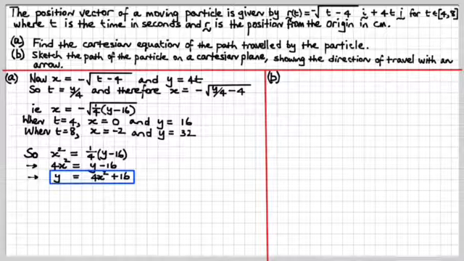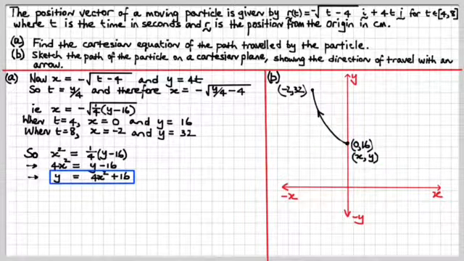Having done that, it becomes a very simple matter in part B to sketch the path of the particle, because we've worked out it's a quadratic, y is 4x squared plus 16, and we know the starting point is at x is 0, y is 16, and the finishing point is when x is minus 2 and y is 32. Okay, so let's do that.